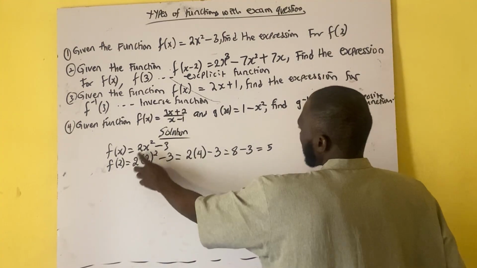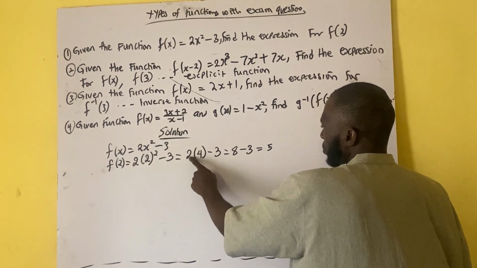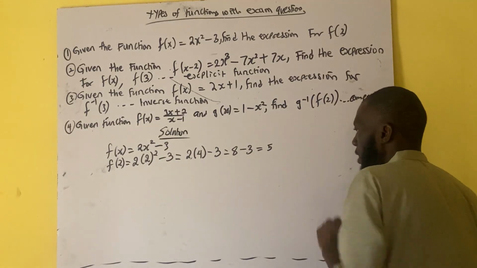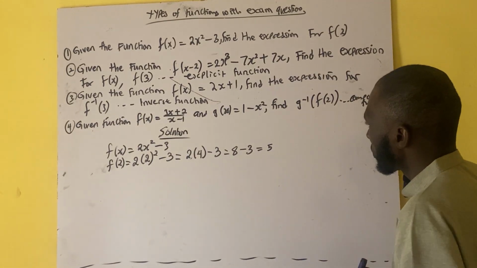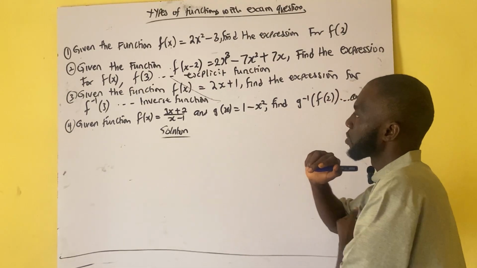But here, 2 will be here. Power 2, we are going to be having it as 4. So we have 2 in this place. 4 times 2, you have it as 8. Then minus 3, we have something like this. That is one question. The second one is that now this is number 2 question now, right?